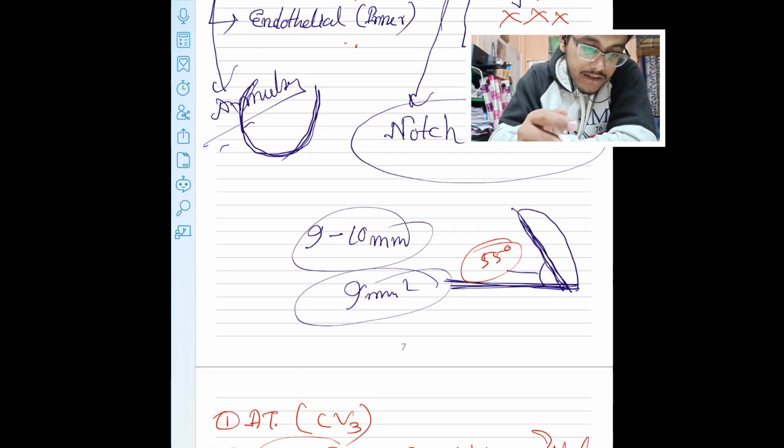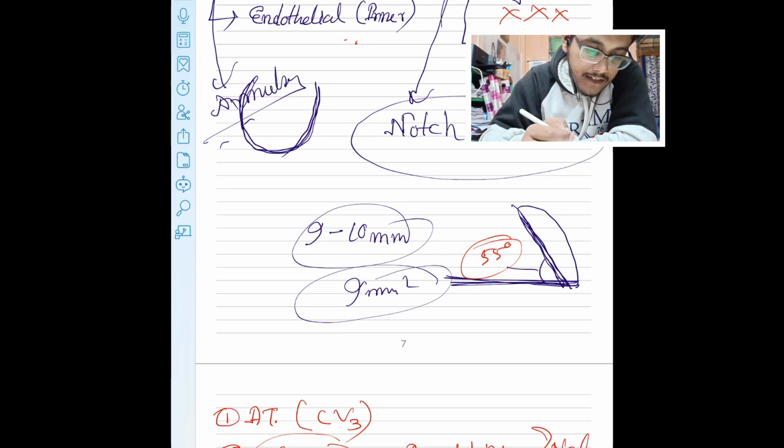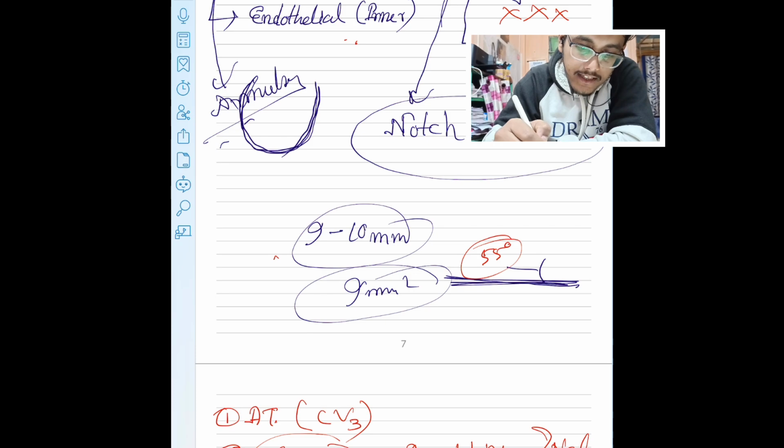Now, a little bit about the dimensions of the tympanic membrane. The diameter is 9 to 10 mm, and the surface area is 9 mm square. And this tympanic membrane is not perpendicular. Rather, it is at a 55-degree angle with the horizontal. Fine.